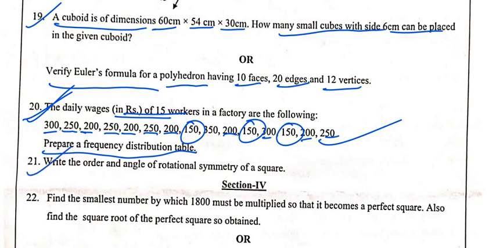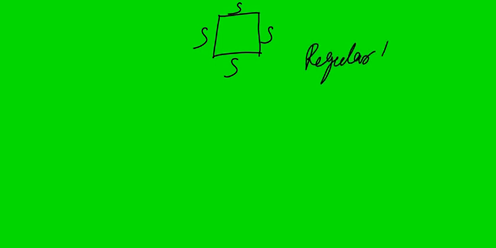In the next question it is given, write the order and angle of rotational symmetry of a square. So remember, if you want to write the order and angle of rotational symmetry of a square, first of all see what a square is. In a square all sides are equal, I think you all know. So this is a regular polygon having 4 sides or 4 equal sides.